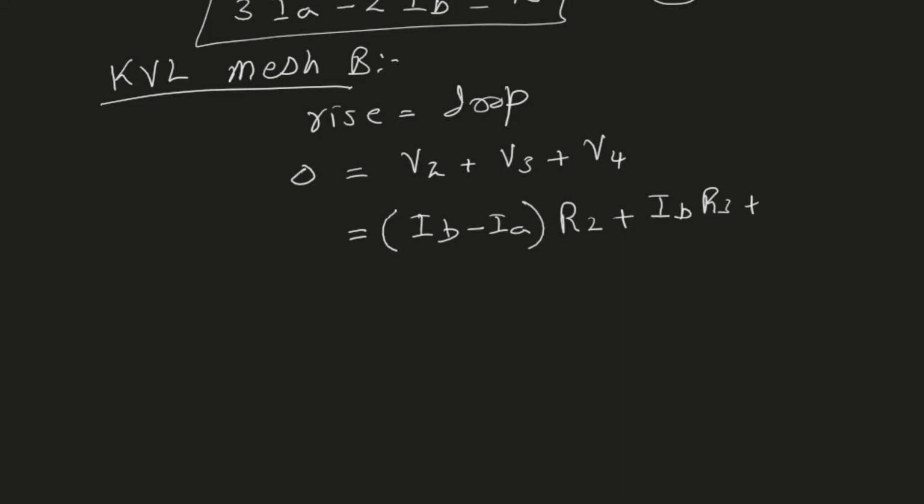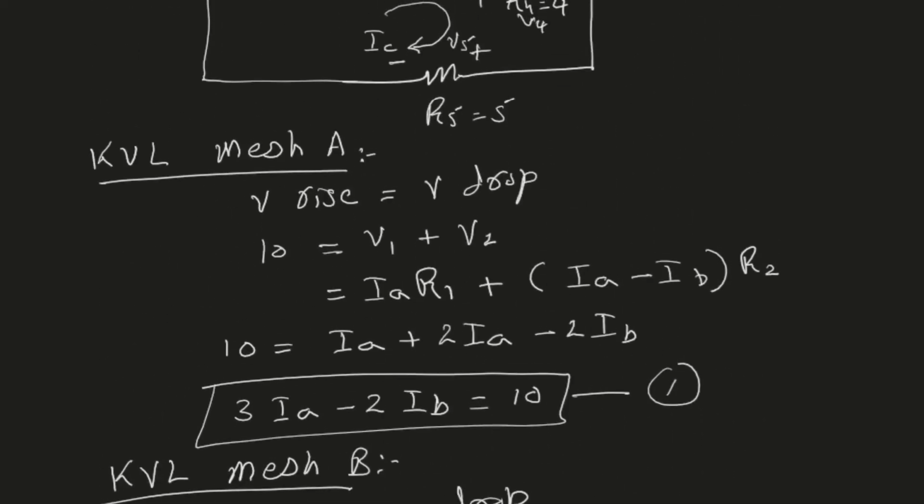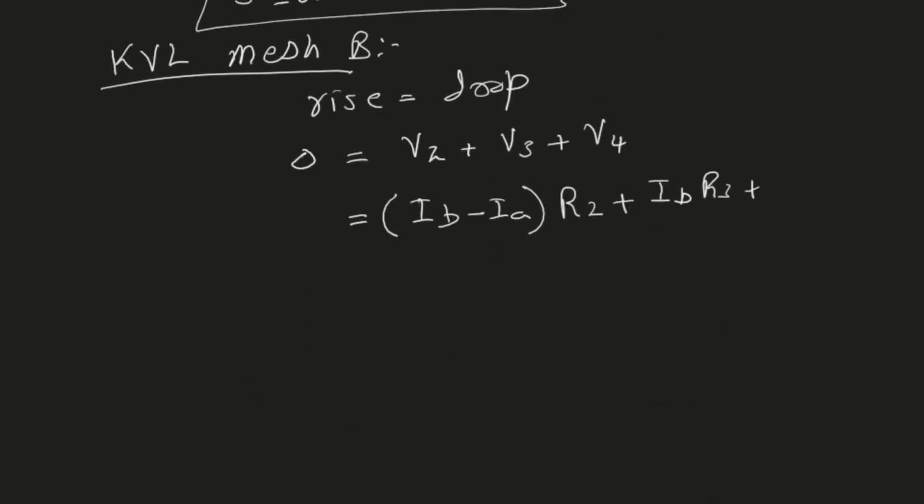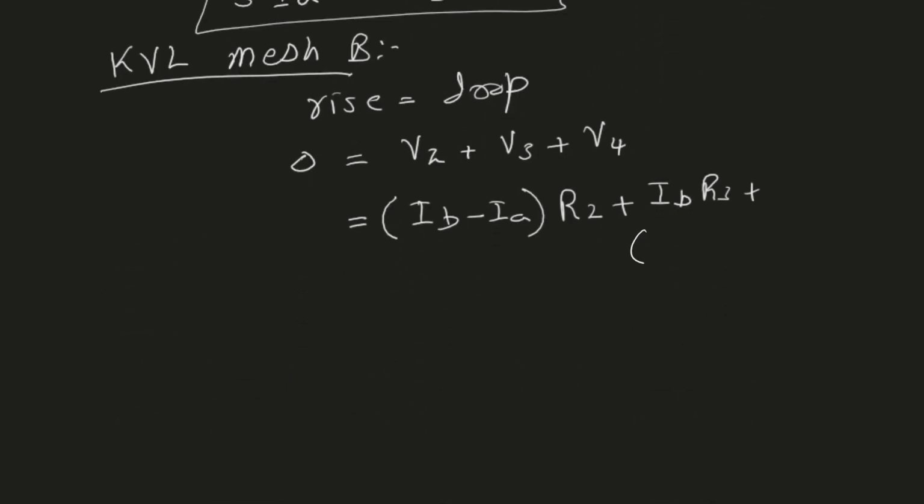And finally V4. V4 has two currents involved, IB and IC. So V4 must be IB minus IC times R4. And you see this subtraction of the currents works because IB is larger than IC. Therefore, the net current is in the same direction as IB. So therefore, I have to use this subtraction instead of IC minus IB.